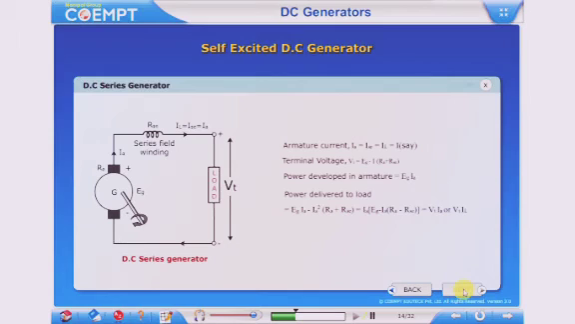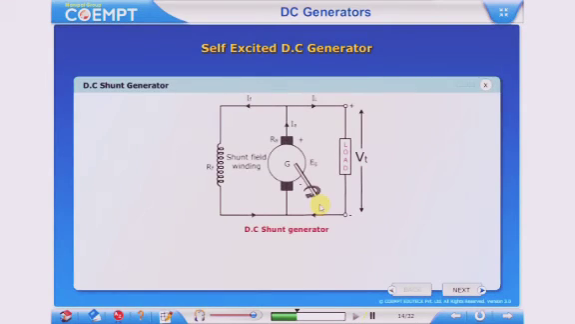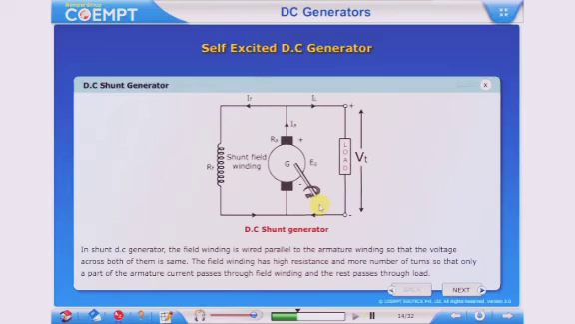DC shunt generator. In a shunt DC generator, the field winding is wired parallel to the armature winding so that the voltage across both of them is the same. The field winding has high resistance and more number of turns so that only a part of the armature current passes through the field winding and the rest passes through the load.